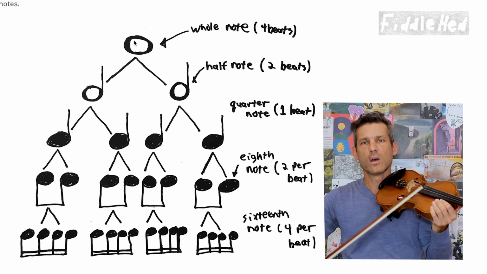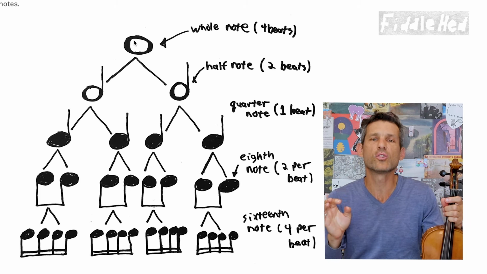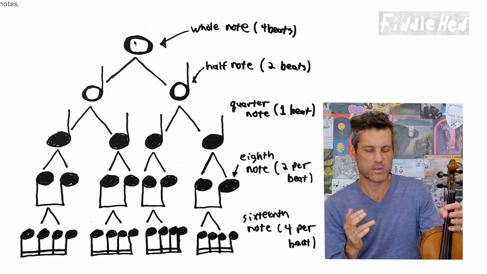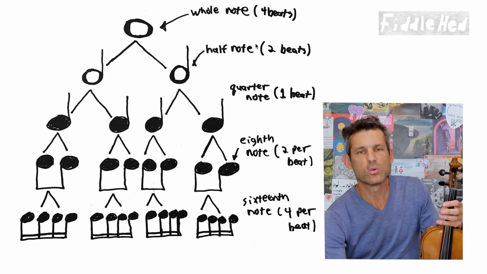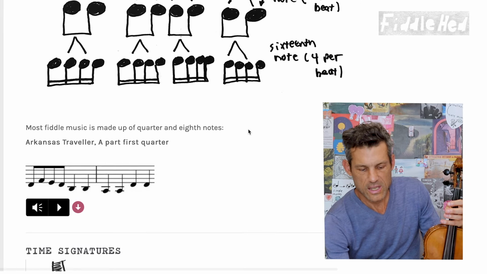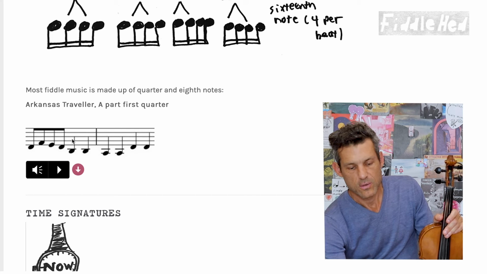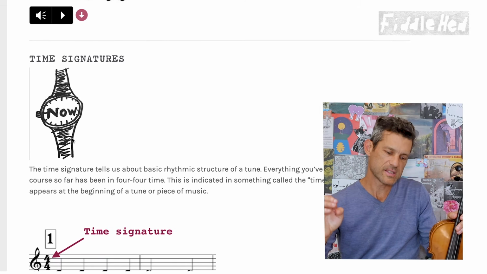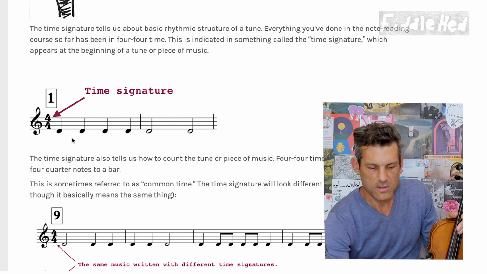1, and so on. We hardly ever see these. Usually the only time you see a whole note in a fiddle tune is the very last note. And even then it doesn't always happen. It's not always written that way. But it's kind of cool to know about it and see the relationship there. And again, I make the point with a snippet from Arkansas Traveler that most fiddle music is quarter notes and eighth notes.